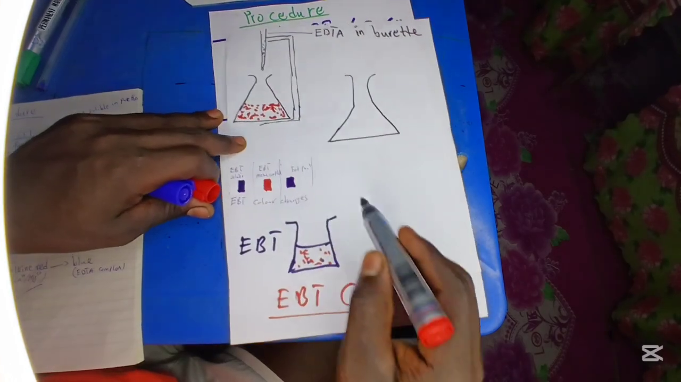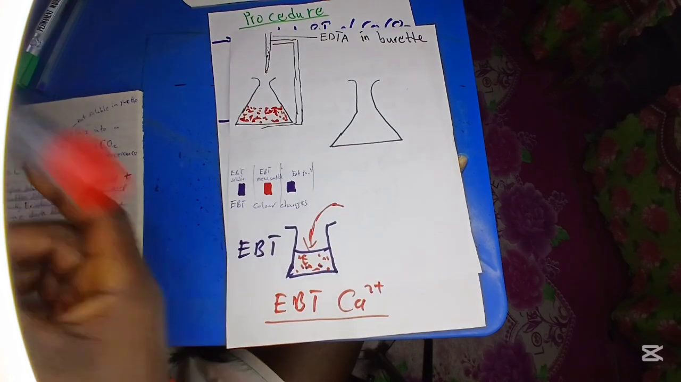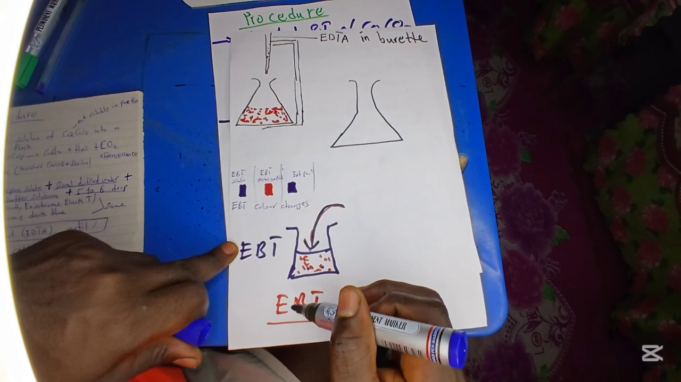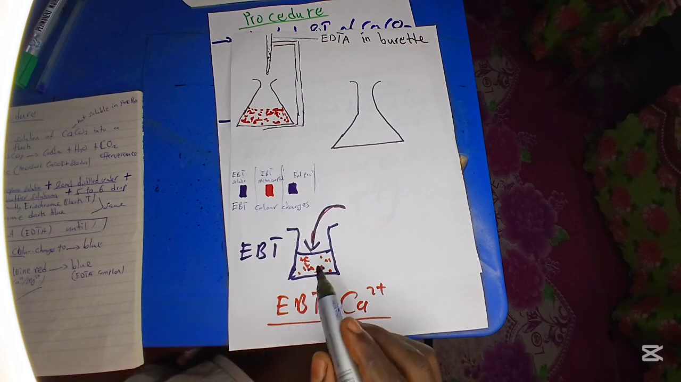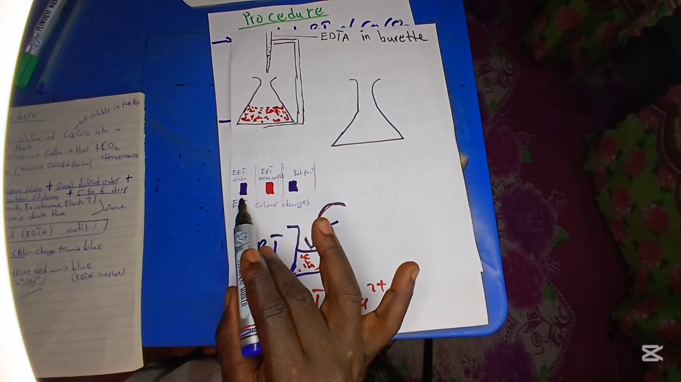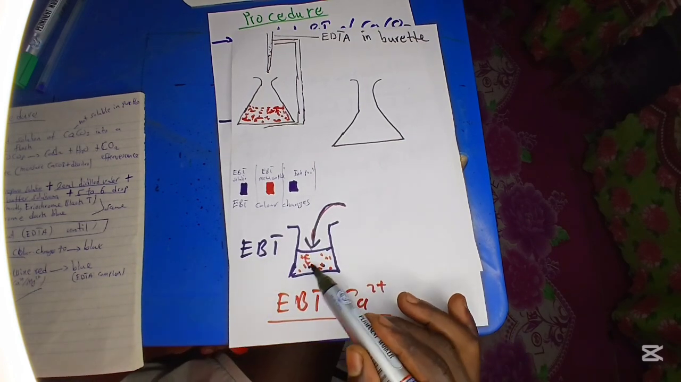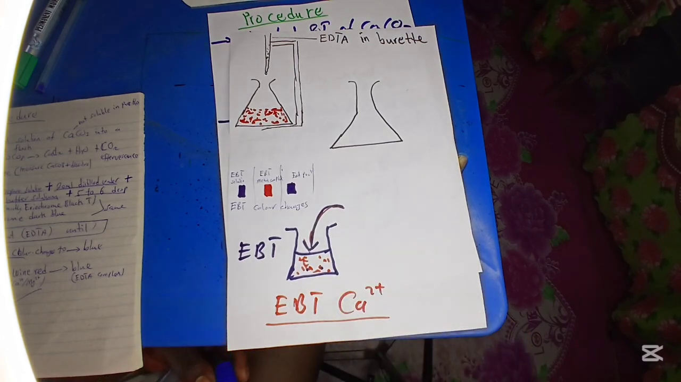If we add our EDTA gradually onto the solution in the conical flask, when we get to the end point, the color is going to change from wine red to blue again. So blue to red, let me call it red to blue. So a color change from red to blue tells us that the EDTA has now formed a very stable complex with the metal ions in the solution.